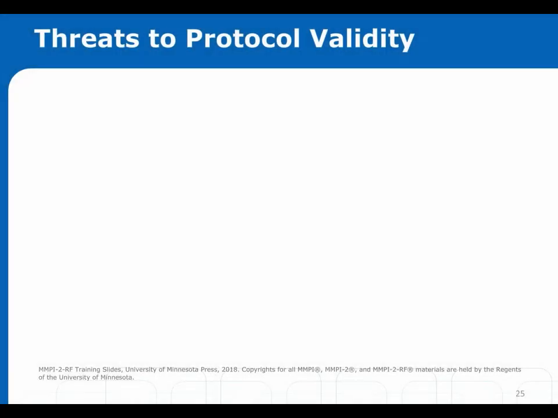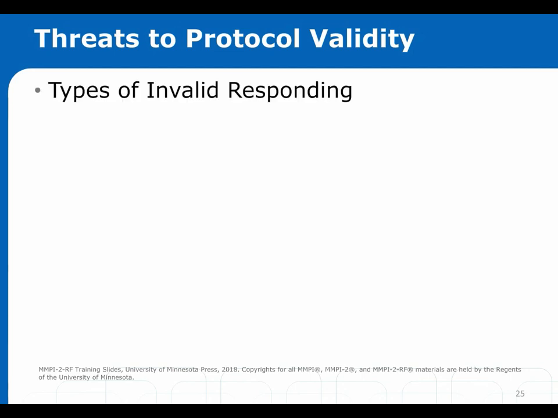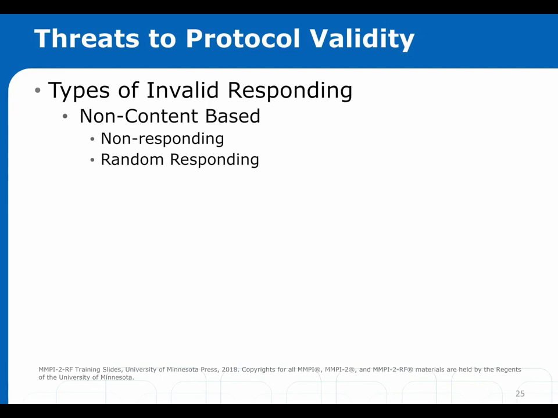So there are several threats to protocol validity that relate to different forms of invalid responding. The first broad category of invalid responding is non-content based invalid responding. Some examples of this include non-responding, which is providing unscorable responses to test questions, random responding, which is providing random true-false responses to MMPI-2-RF test questions, and then we have fixed responding.